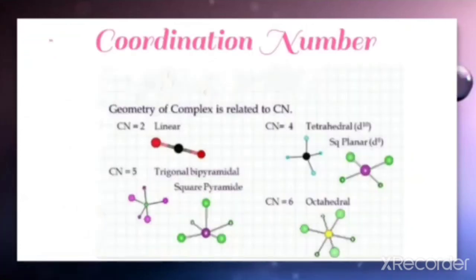Coordination number is important to predict the geometry of the complexes. If the coordination number is 2, then its geometry is linear. If the coordination number is 4, it can be either tetrahedral or square planar. If the coordination number is 5, its geometry is either trigonal bipyramidal or square pyramidal. If the coordination number is 6, then it has octahedral geometry. So the geometry of the complexes can be identified by its coordination number.